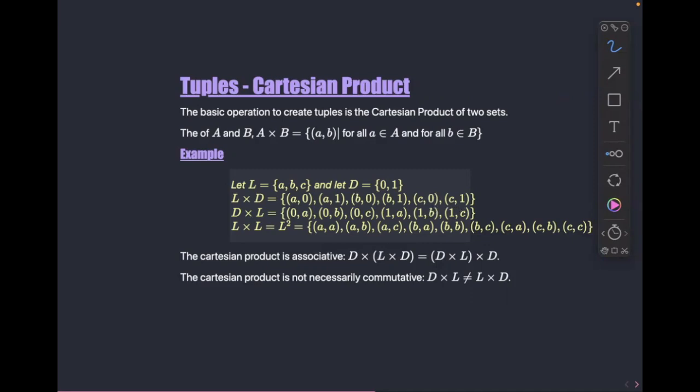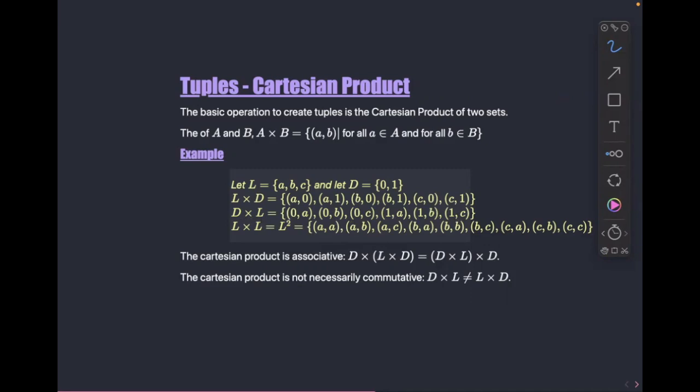Similarly, if I did D times L, then you'll notice that my first element is actually from D, and then my second element is from L. So it does change the ordering, right? Now I have 0A, 0B, but again, it's still all combinations of elements from D and from L.